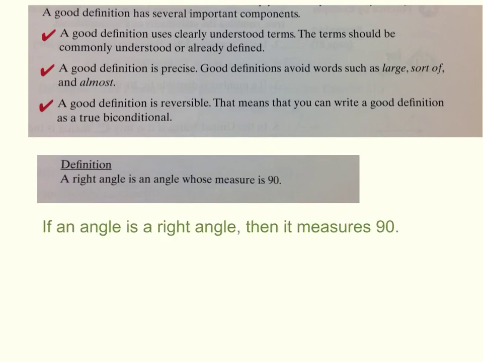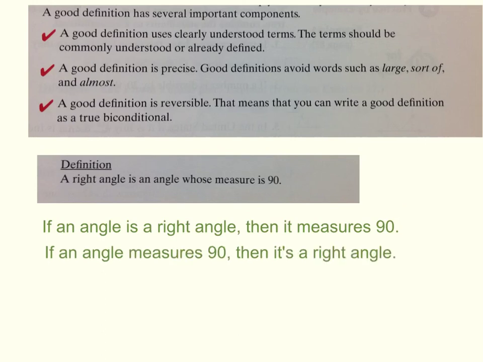One conditional would be if an angle is a right angle, then it measures 90. The other would be if an angle measures 90, then it's a right angle. Now pause the video while you try to make this into a biconditional.